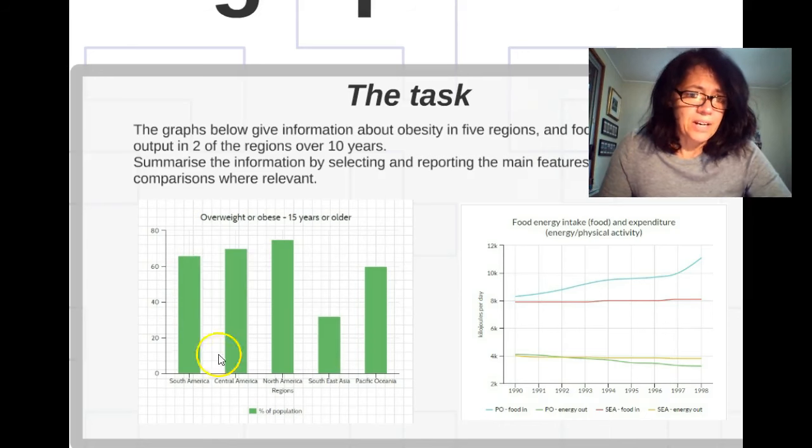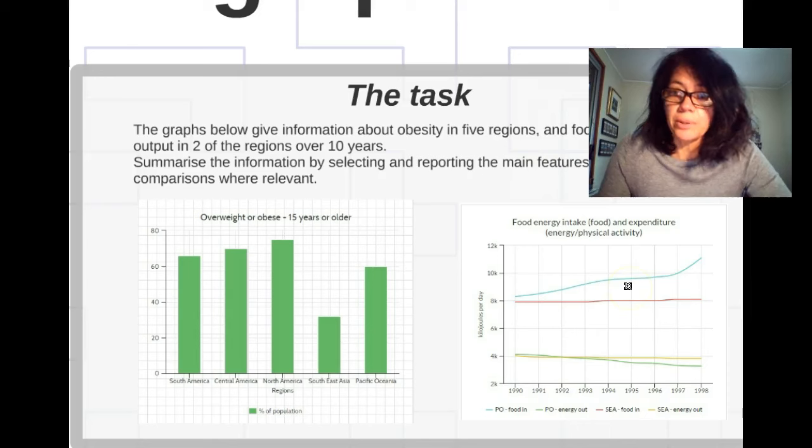So the bar graph shows you the percent of the population. So these numbers here are percentages. And the age group of the people are teenagers or older, so in other words, adults. And there are 5 different regions of the world. The line graph is not about people.